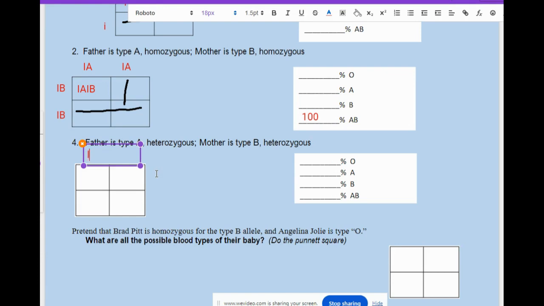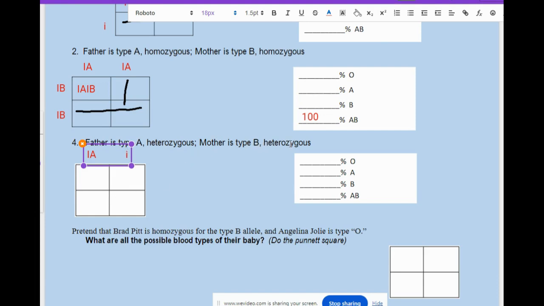Heterozygous, so he's obviously got a type A allele. There it is. His other allele cannot be another big I A because he wouldn't be heterozygous. He would be homozygous, and it can't be this. It can't be big I B because then he wouldn't be type A blood. He'd be type AB. So he's got to have the little i, heterozygous. You're going to have to figure out the mom's genotype and then fill in this Punnett square.